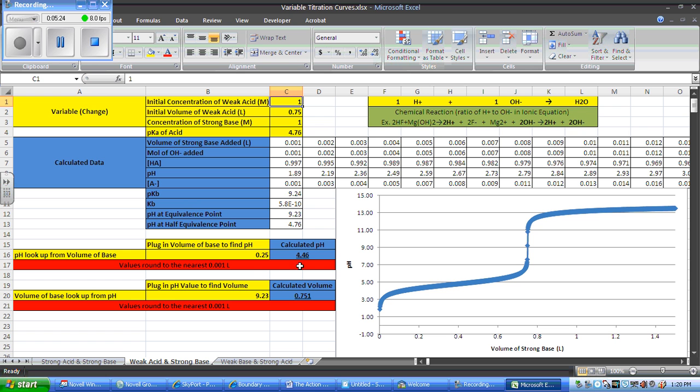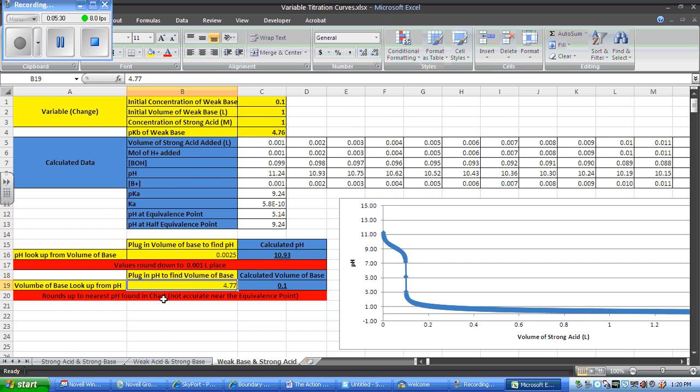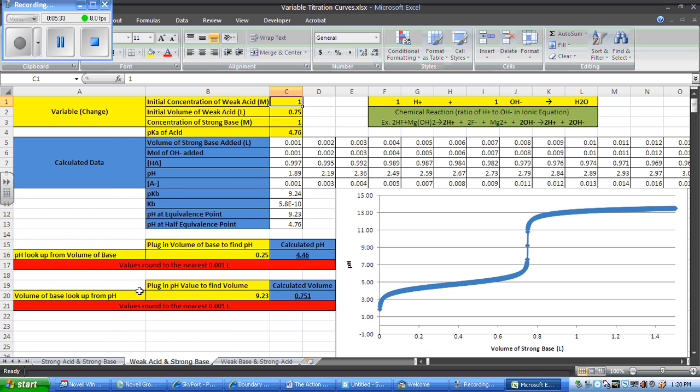It's the same thing as before. And a little extra thing that I actually have on the strong acid and strong base and the weak base and strong acid is this little box. This does what it says. It's looking up the pH from volume of base. So what it says here is plug in volume of base to find pH. All I have to do is plug in a specific volume that I want to find the pH at. So let's say at this point I have 0.4. It should be somewhere around 5. So I'm just going to put 0.4 liters. My pH was 4.82. I was just guesstimating, so I guess that's about right.